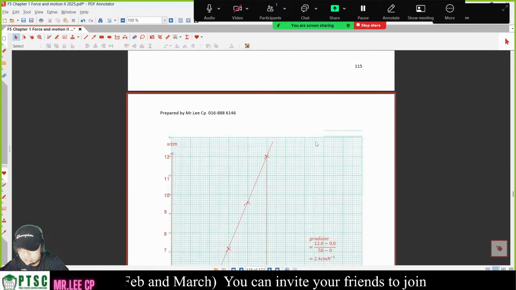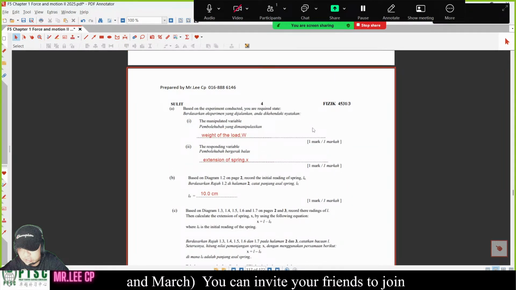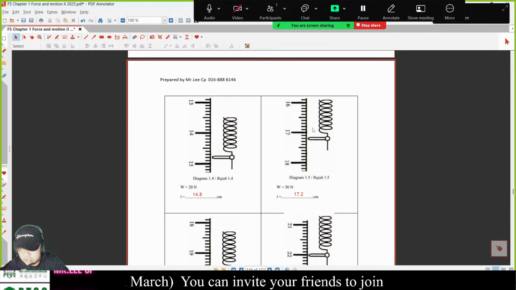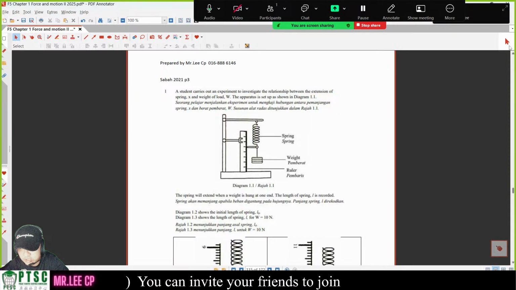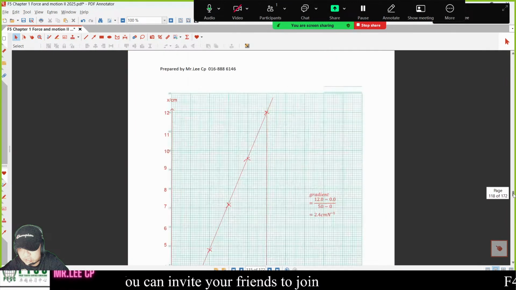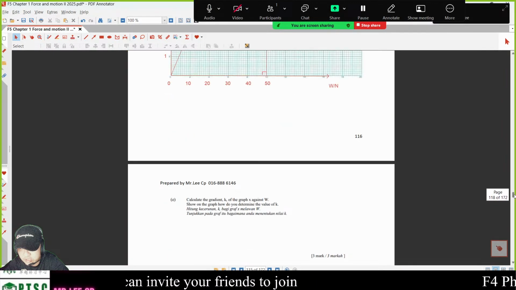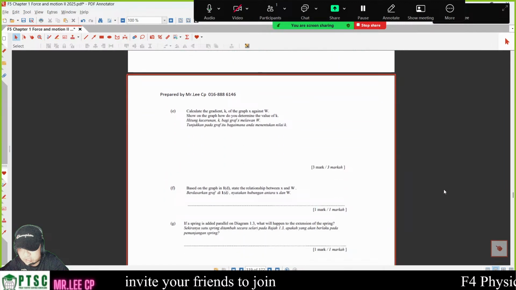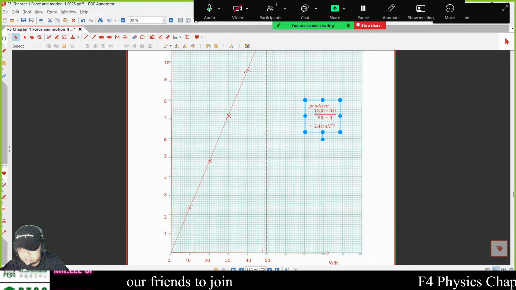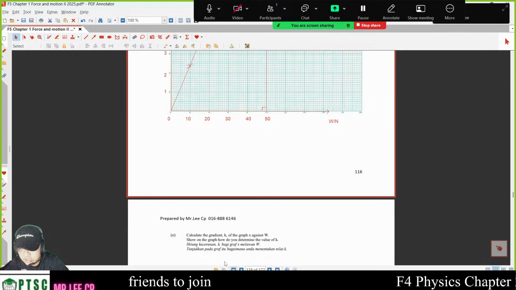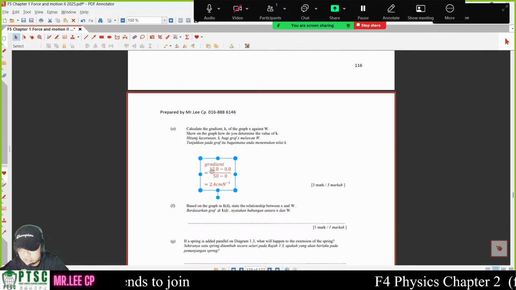Wait, go and check this. Sabah 2021, later we are going to see. Now calculate the gradient of the graph. I copy from here. I have calculated already, so put it here.